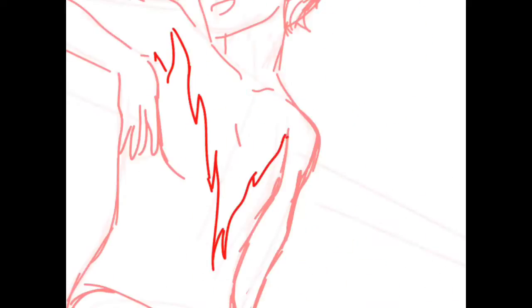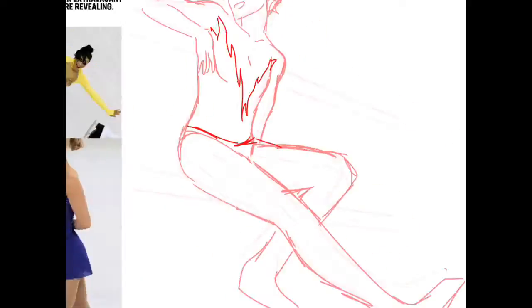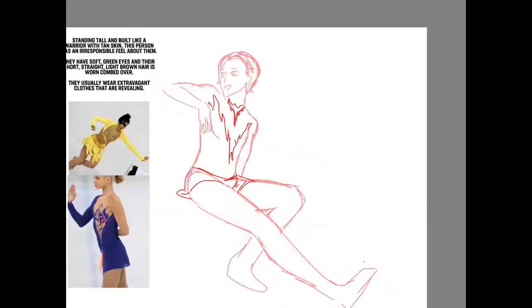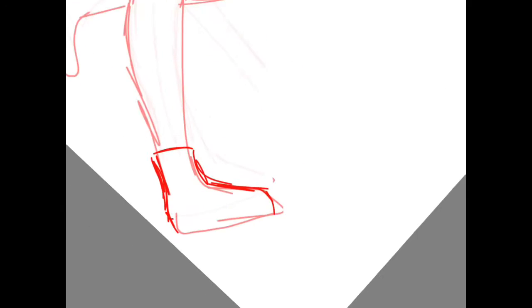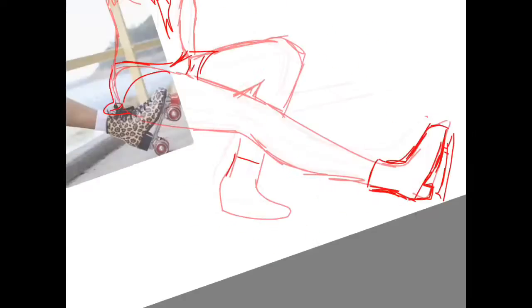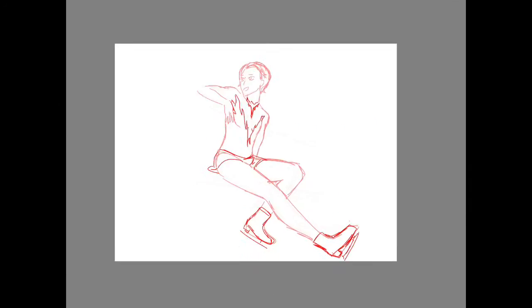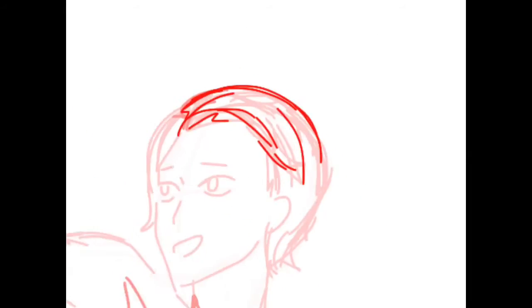Yeah, I referenced some figure skaters. I found this article that was like 30 most risque outfits at the Olympics, so I was like, okay. Oh yeah, there's the reference picture right there that I used to copy. So yeah, I kind of just bullshitted my way through the skating dress. Just kind of low cut, just kind of sides gone.